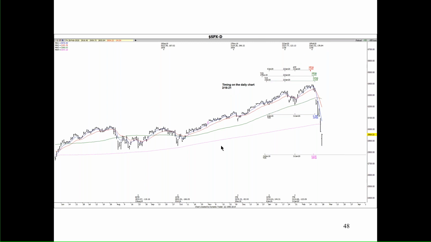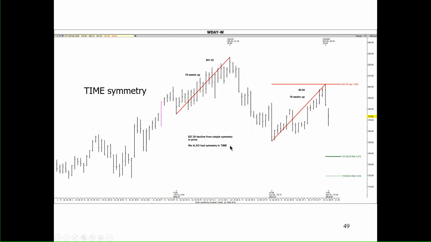All right, let's take a look at time symmetry. And actually, since I did this last presentation in New York, things have changed. So here's an example of where you can compare 2 swings in the same direction. This low to high on a weekly chart of W day was 18 weeks long. This low to high, 18 weeks long. And not only did you have the time symmetry, 18 and 18, we had price symmetry.